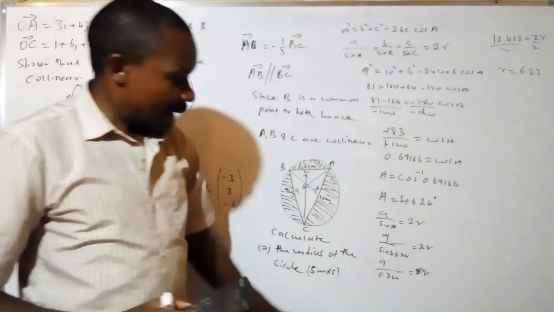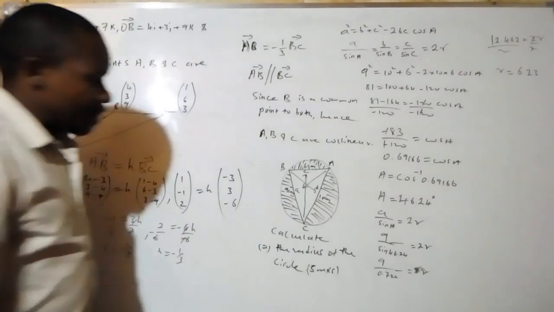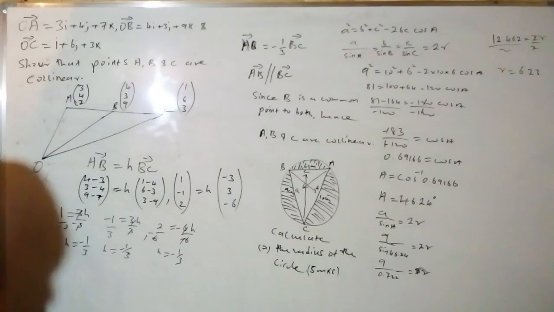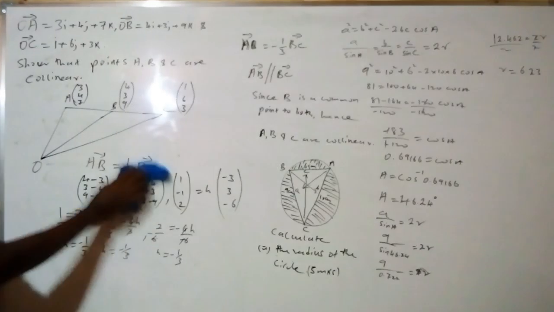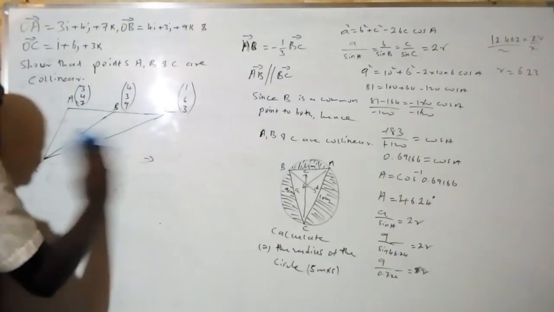Next, B: the area of the shaded part. Now build up this part here. Area of the shaded part.